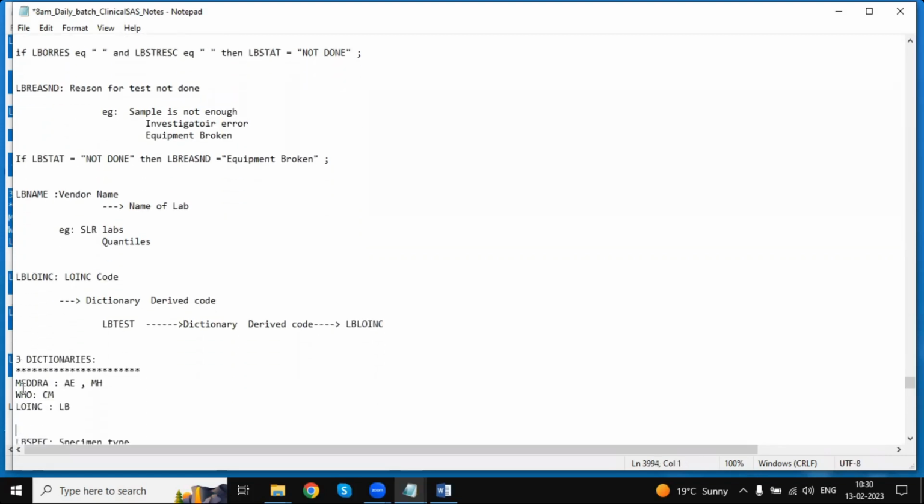So you already discussed it. Three dictionaries we're going to see in the total SDTM domains. We already came across MedDRA dictionary in AE domain and MH domain, WHO dictionary in CM domain. Now we are going to discuss the last dictionary, LOINC dictionary. You can see it in LB domain. For each LB test, what is the dictionary derived name? What is the dictionary name in a LOINC dictionary? That name we will capture in the LB LOINC field. Okay, clear? So try to remember these dictionary names for your interview purpose. Okay, clear? Next.